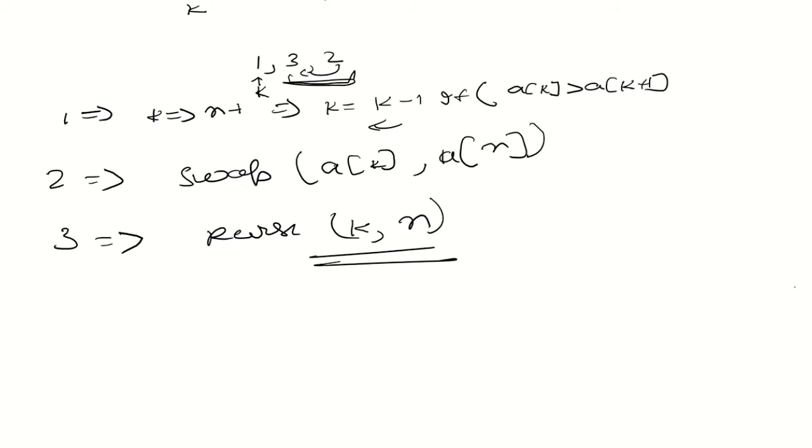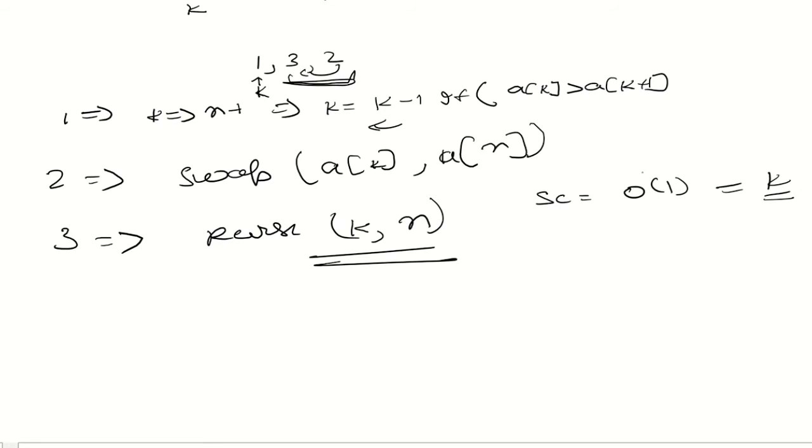Now, what will be the space complexity and time complexity? So space complexity will be order of 1, because we are just using the k variable as an extra space. And time complexity will be order of n, because every time we are just traversing one for loop. Here also we are traversing one for loop, so this is the static one, so swap.